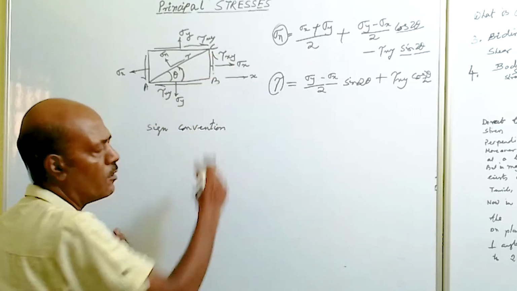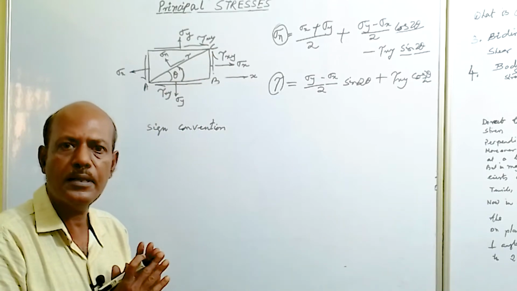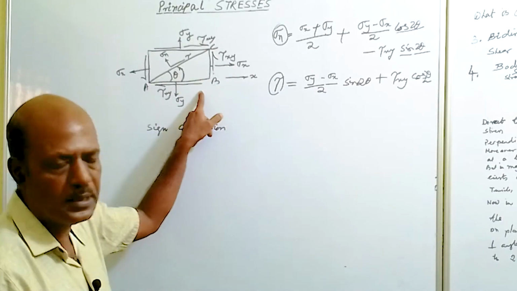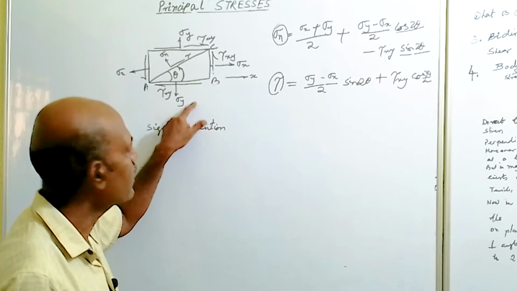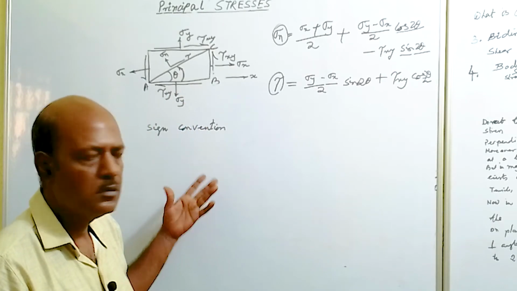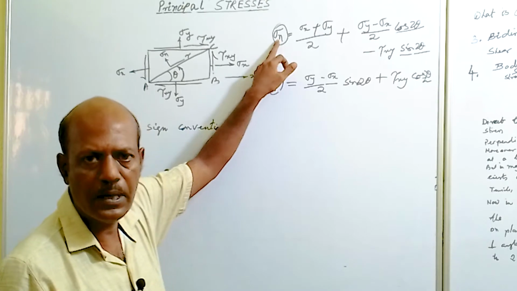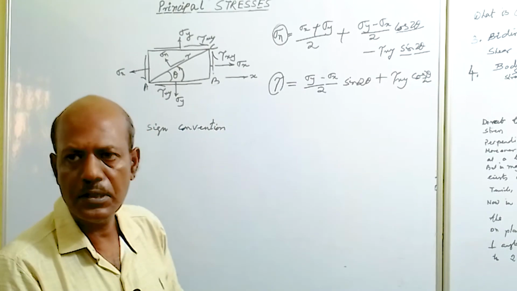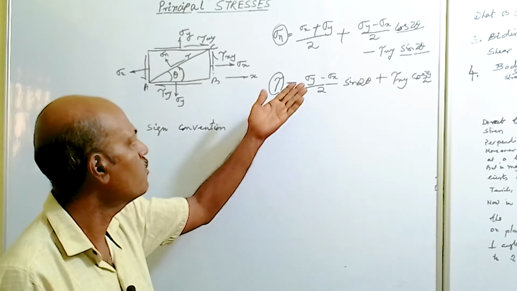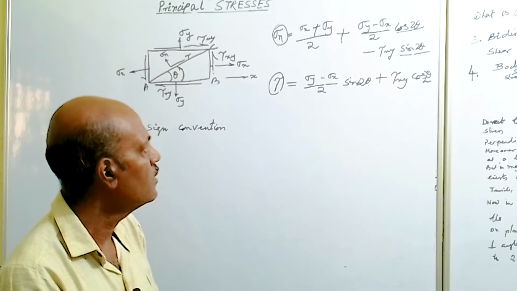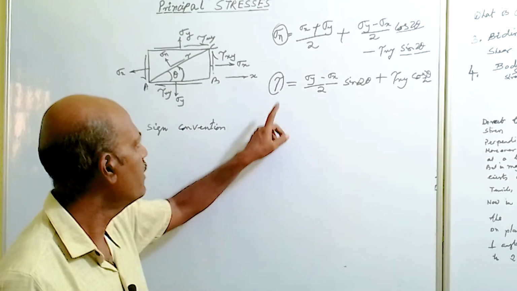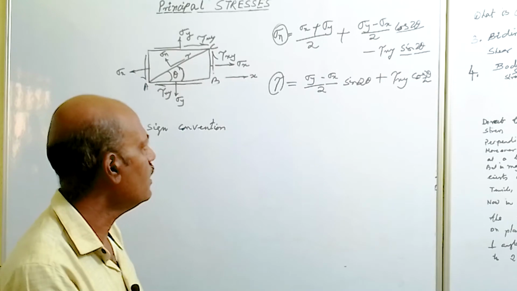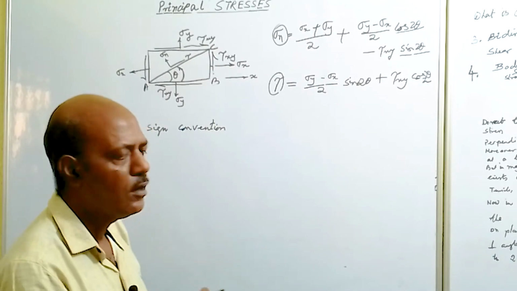Otherwise, you can get the formula by deriving it. So, for derivation, you need some time. Only you remember this case, that is the third case we have solved, and the result we have got: sigma n and tau. Sigma n is equal to (sigma x plus sigma y)/2 plus (sigma y minus sigma x)/2 cos 2 theta minus tau xy sin 2 theta, and tau is (sigma y minus sigma x)/2 sin 2 theta plus tau xy cos 2 theta.